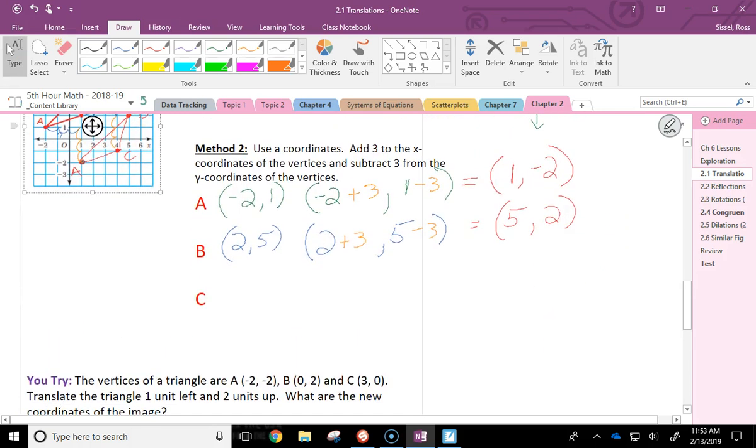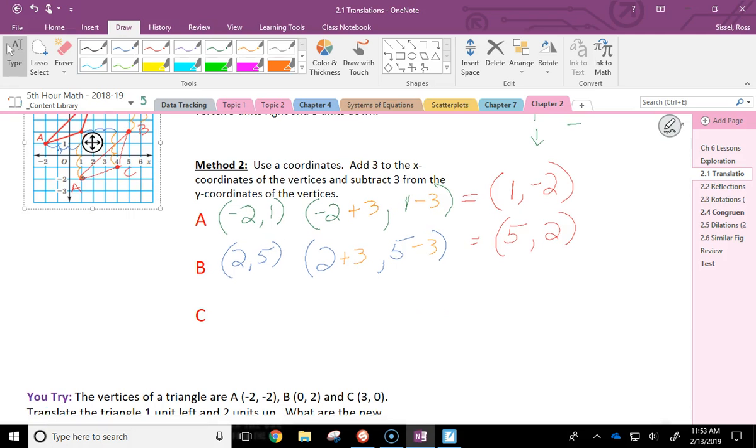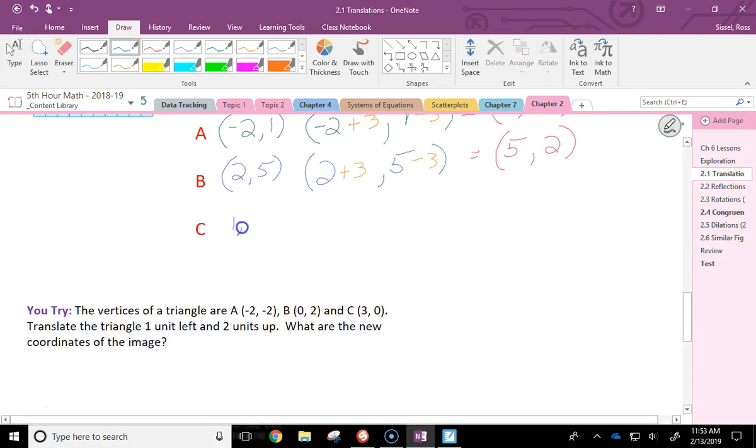Last one is C. C was originally at 1, 2. So once again, all I'm doing is saying x was 1, y was 2. They told me to go right 3 and down 3. So I look at my x-coordinate. My x-coordinate is 1 plus 3, which is 4. And the y-coordinate is 2 minus 3, which is negative 1.